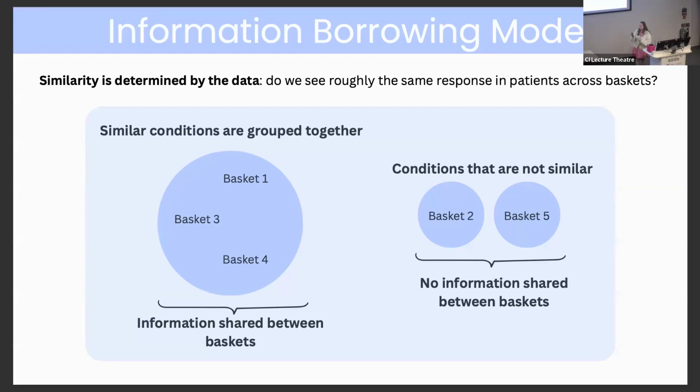Now, this is quite a flexible structure, allowing us to both borrow and not borrow. If you're from a statistical background, this is the exchangeability, non-exchangeability model, where a Bayesian hierarchical model is applied to borrow the information.